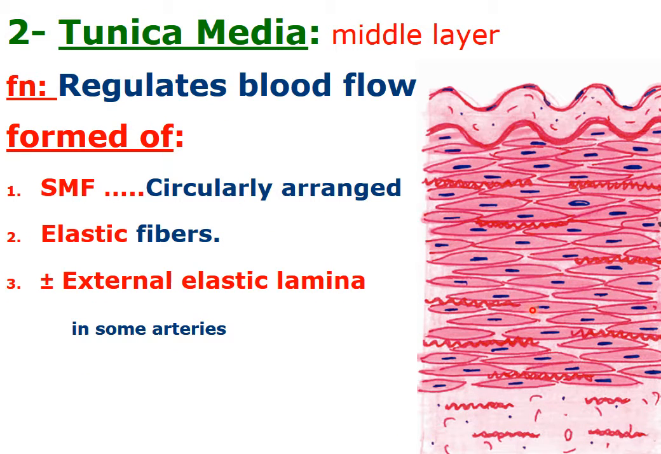The second layer is the media. It is the middle one. It regulates blood flow. Why? Because it consists mainly of smooth muscle fibers that are circularly arranged. We also have elastic fibers and, plus or minus, external elastic lamina. Like the internal elastic lamina at the end of the intima, we may have another one at the end of the media, known as external elastic lamina.